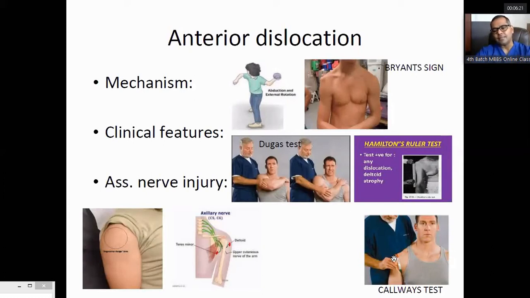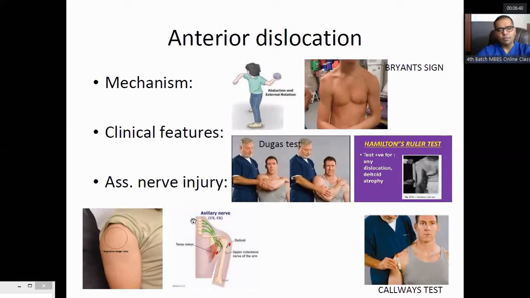Another test or sign is Calvé's test. It is the increase in the axillary girth, because the head dislocates anteriorly. There is a fullness and the girth of the axilla is increased. That is Calvé's test.